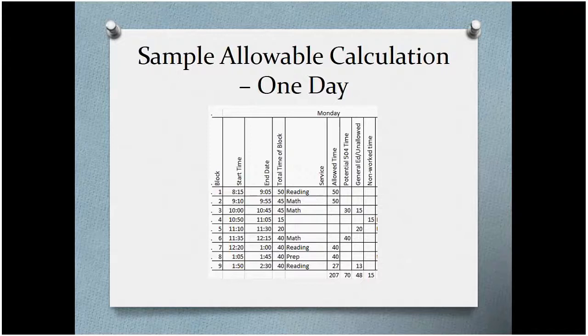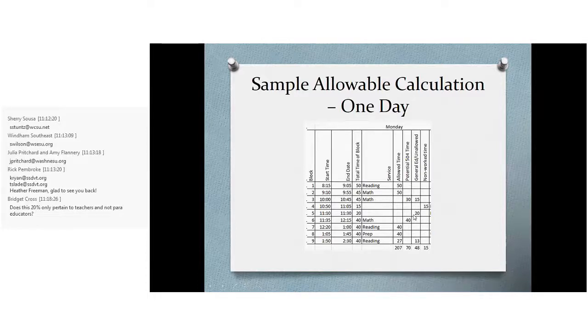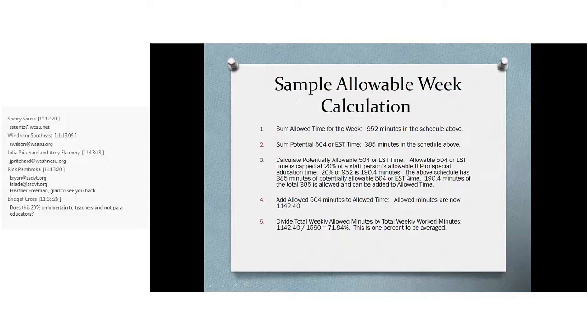So first we have to calculate how much is actually clearly special ed allowable time, and then we can calculate another 20% of that. And if you have that much 504 plan time, then we will also add that onto allowed time. And then we've got general ed, so there will be unallowed time, and then non-work time. So out of this, we're able to get the numbers that we need to make a calculation for a particular week. This is just one day, but we have to do it for 5 days in a week and come up with a calculation. The 504 calculation is 20% of the total week, so it doesn't have to be calculated by day. So we do that at the end of the week.